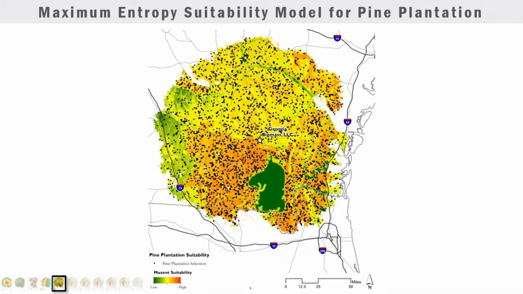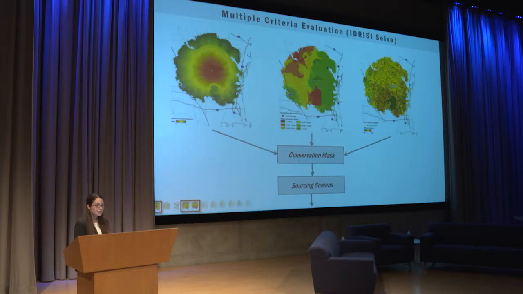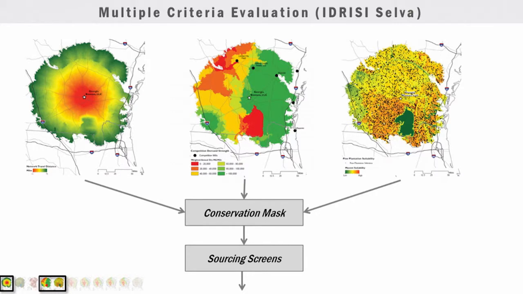Our next model for this facility was the pine plantation suitability. And this was simply done just for facilities where pine plantation is major sourcing, and it takes into consideration road distance, slope, elevation, soils. And then our first map and our competition and pine suitability come together to make a conservation mask, which then leads to our sourcing scenarios.